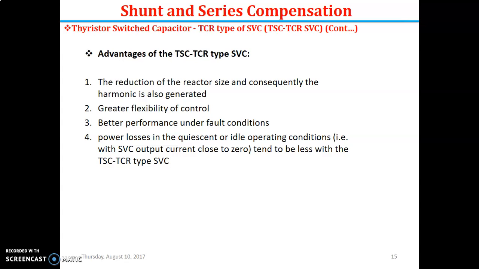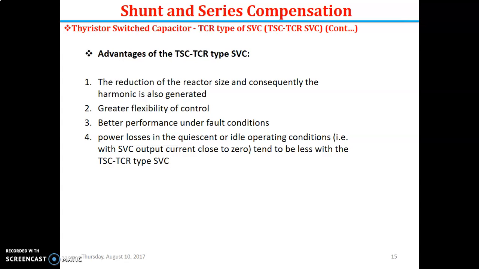Moving towards the next advantage, this TSC-TCR type of SVC has better performance under fault conditions, because you have switches for the TSC, and you can switch on and switch off the TSC branches as per our need, and you can switch in the impedance during the fault. That is our great advantage. So in case of fault, if our impedance falls below a certain limit, we can switch the impedance, and we can dampen the oscillations which are present in the system by switching this impedance.